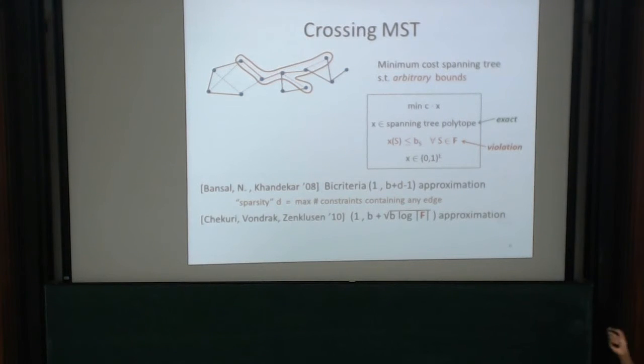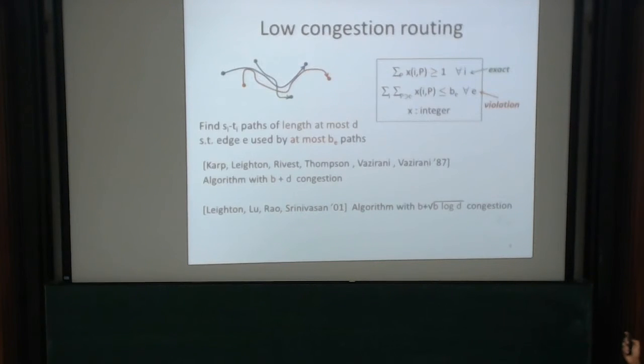And there is a different kind of algorithm for this problem, which achieves a different bound, where the additive violation is essentially square root of b times log of the number of constraints. So these two are very different algorithms, and their performance bounds are also very different. So either of them can be better than the other.